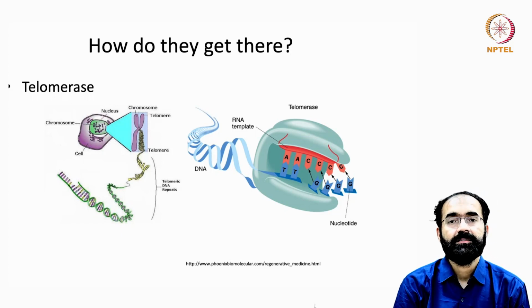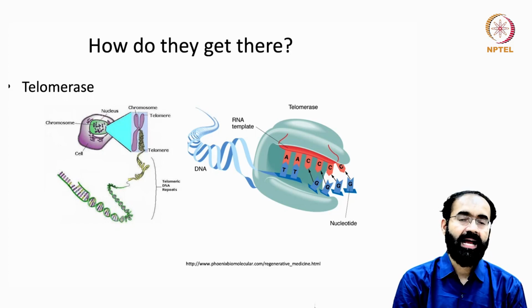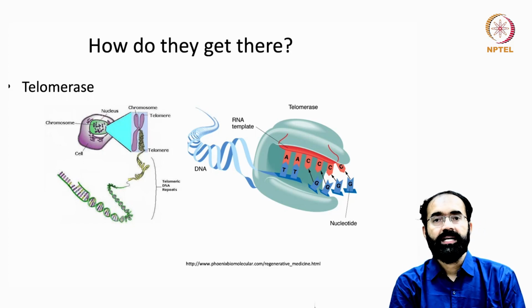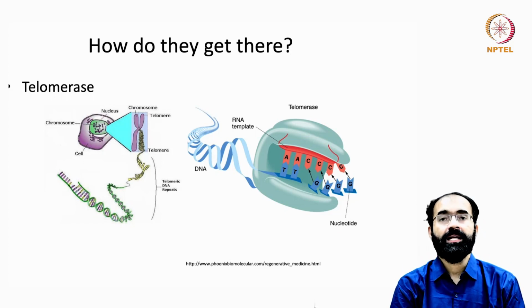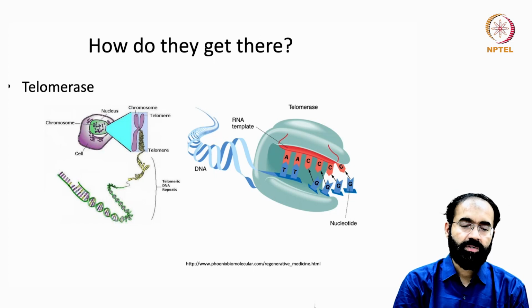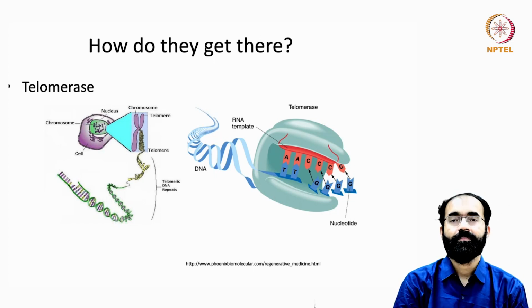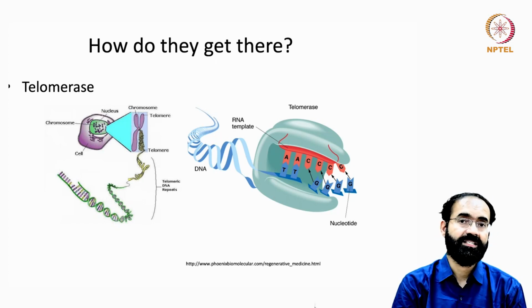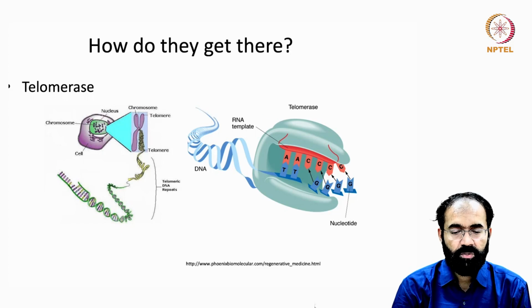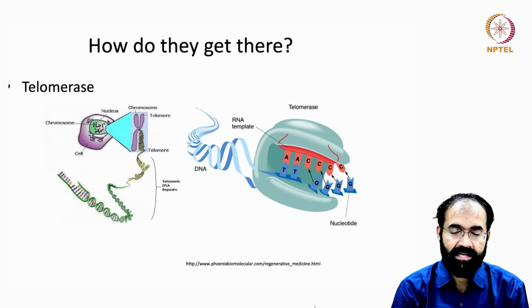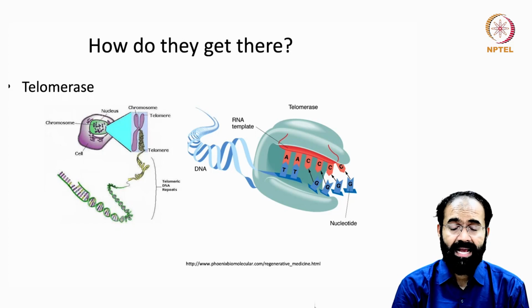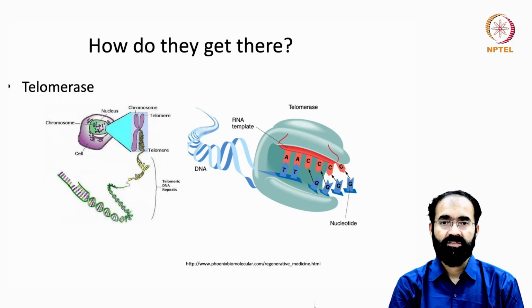Now let us understand who puts the telomere onto the DNA. How does it come in the first place? The answer is telomerase. Telomerase is an RNA-protein hybrid. It is an enzyme that is capable of renewing or adding the telomeric repeats onto a chromosome. It has an internal RNA template and a protein outside, and telomerase is nothing but a reverse transcriptase.